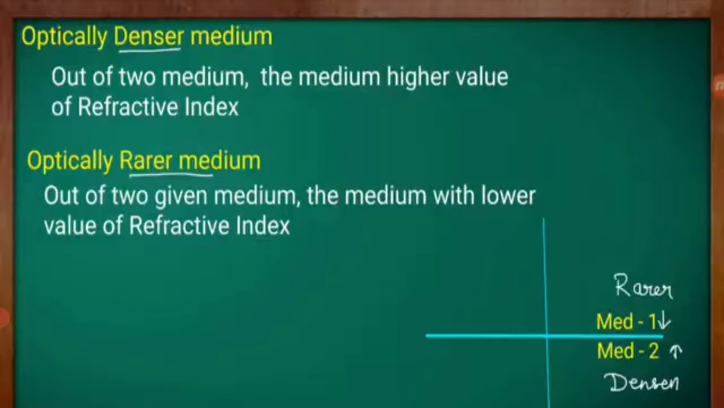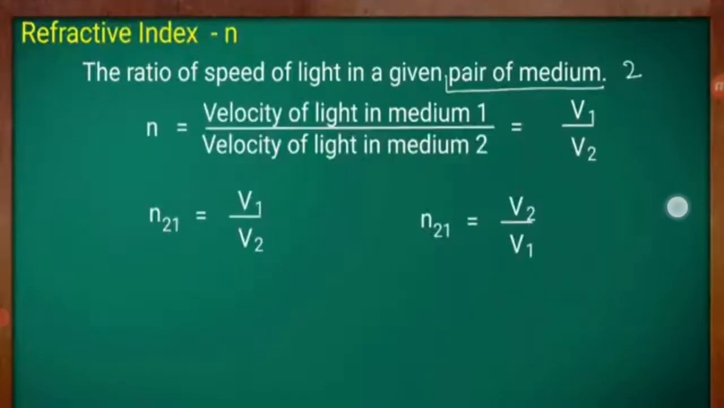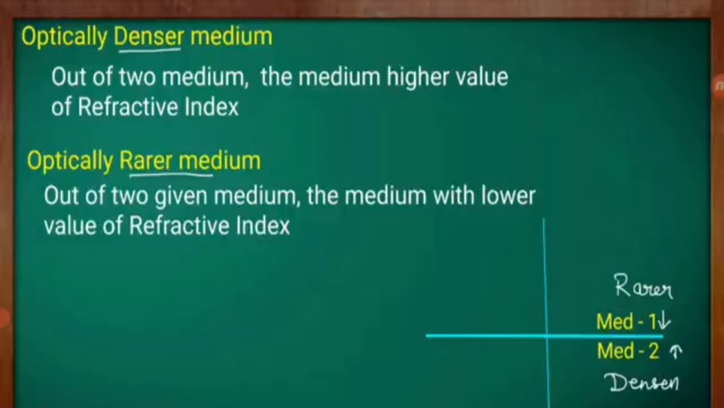So optically denser means the medium which has a higher value of refractive index, so we refer to it as an optically denser medium, and the one which has the lower value of refractive index, we refer to it as an optically rarer medium. If I consider two mediums, medium 1 and medium 2, and medium 1 has the lower value of refractive index, then we call it a rarer medium, and medium 2 has the higher value of refractive index, and we call it a denser medium.